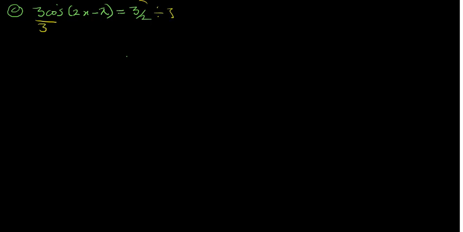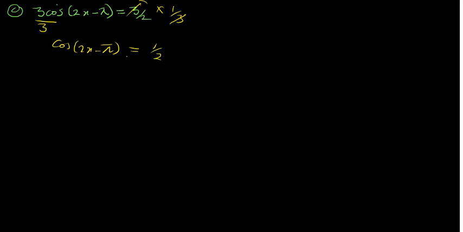So that is going to leave us with cos(2x minus pi), and that is going to be equal to 3 over 2 divided by 3. This is the same as multiplying, instead of dividing, it's the same as multiplying by 1 over 3, which is going to give us simply 1 over 2.